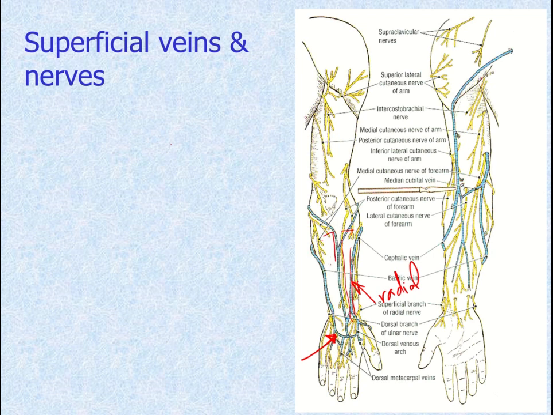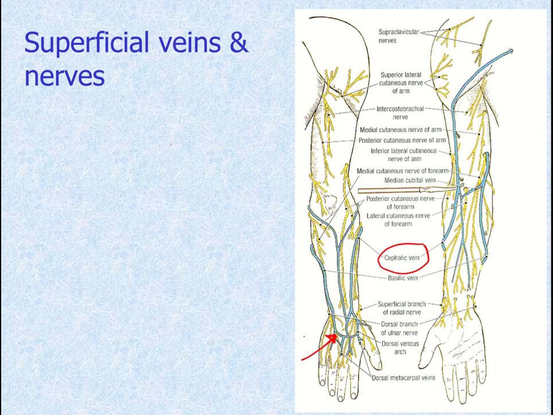There are two bones here, the ulna and the radius. So the radius is on the lateral side. So that border can be called either lateral border or radial border. So the cephalic vein, you can see the name, travels on the lateral border or the radial border of the forearm.